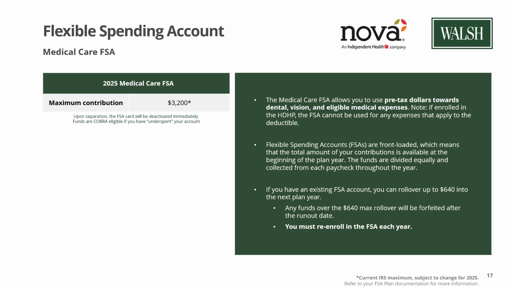Again, pre-tax dollars that you are contributing into this account, but they are use-them-or-lose-them dollars. So you really want to make sure that you are not overfunding this account. If you currently have an FSA account today in 2024 and you have dollars left over, make sure you spend those dollars to below $640, and that $640 will roll over into the 2025 FSA balance. It does not count towards your maximum contribution. The rollover is separate. Any funds over $640 are forfeited after the runout date.